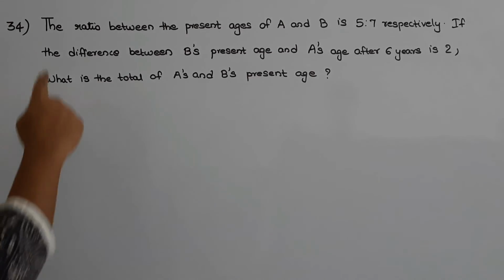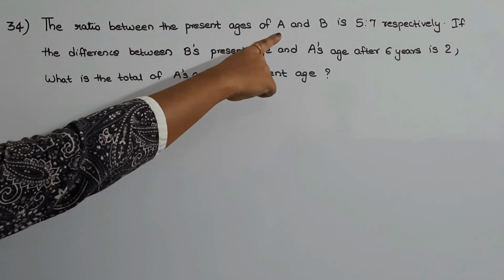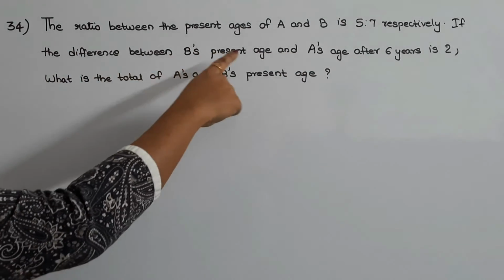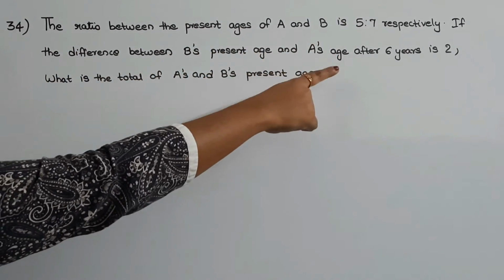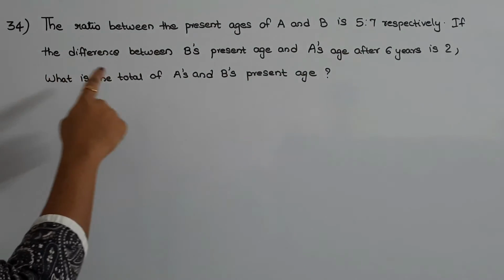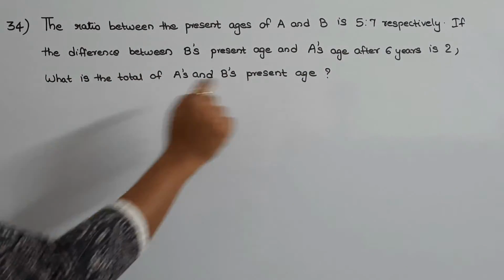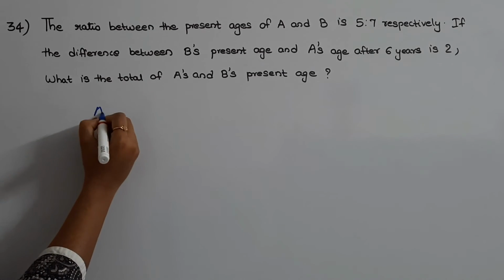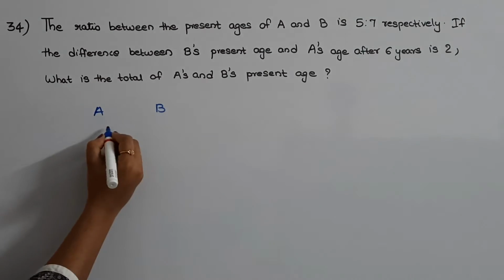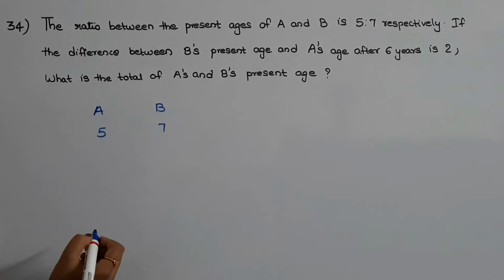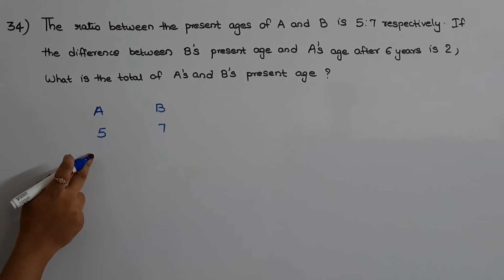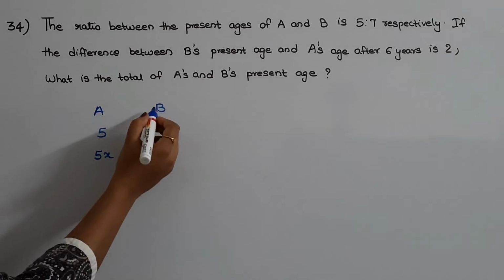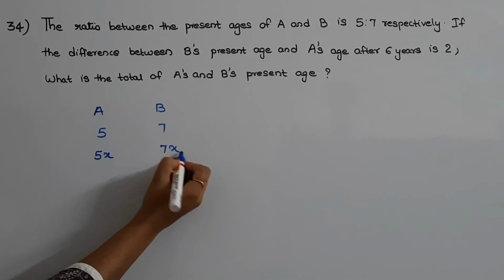The next question is, the ratio between the present ages of A and B is 5:7 respectively. If the difference between B's present age and A's age after 6 years is 2, what is the total of A's and B's present ages? Okay, so in this question they have given the ratio of the present ages of A and B as 5:7. Okay, then what will be A's present age? Let us assume A's present age as 5x, okay, and B's present age as 7x, okay.